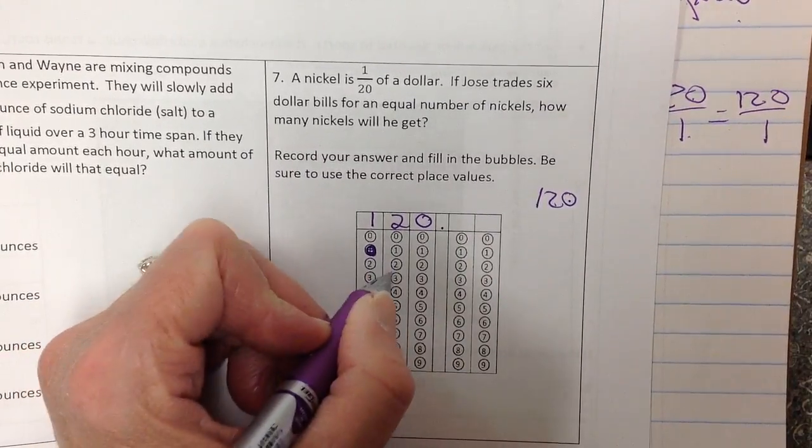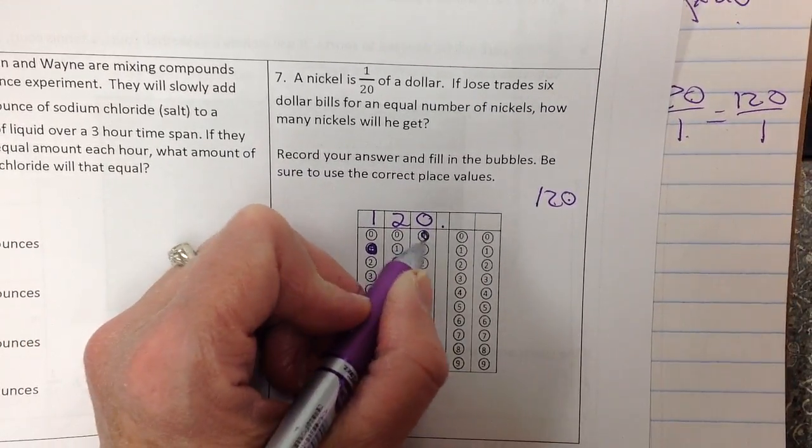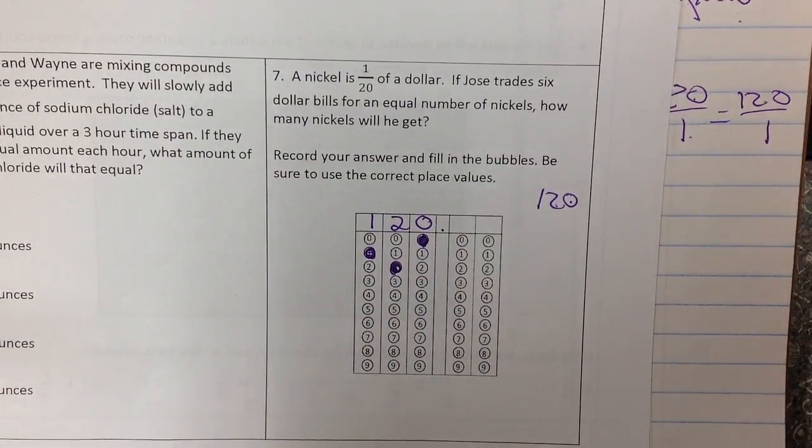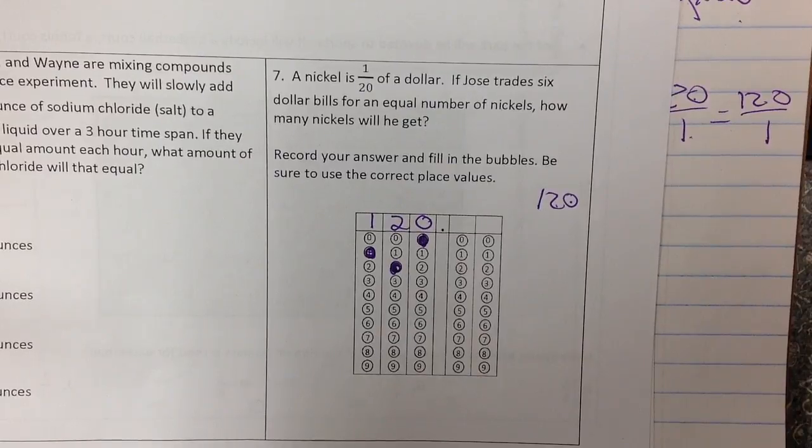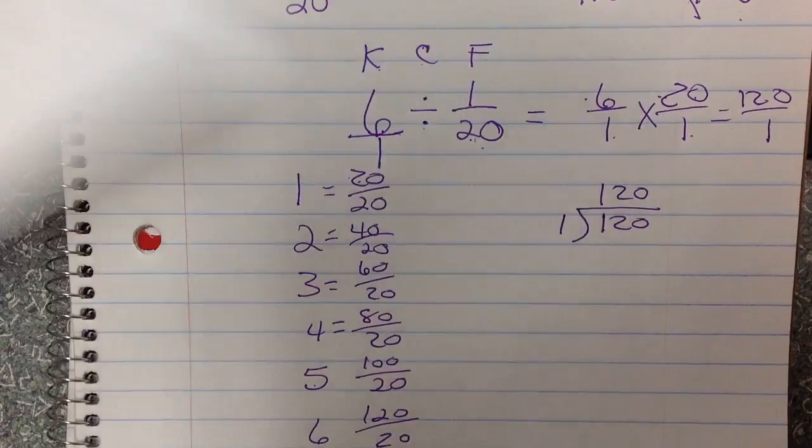And then remember, if you don't have it bubbled correctly at this time of the year, you get it wrong. Your answer is 120. You can get 120 nickels out of $6. So good luck. I hope that helps.